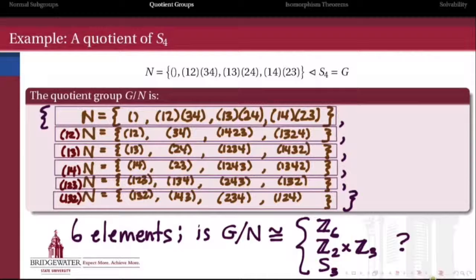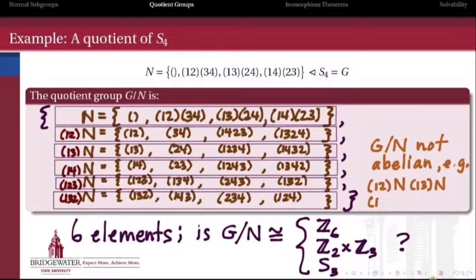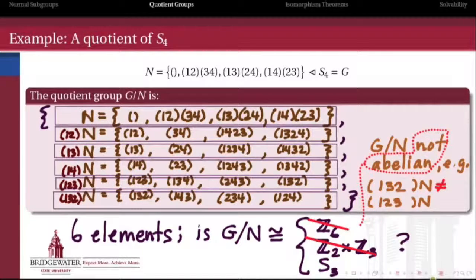Well, to figure out which it is, all we have to do is observe that this quotient group is not going to be an abelian group. Why not? Well, just to compare, for instance, the result of (1 2) and (1 3) in one order and then the opposite order. Just by simplifying this product of cycles, we find out that indeed those two products do not give us the same thing. So since G mod N is not abelian, it can't be isomorphic to either of these, Z mod 6 or Z2 cross Z3, because those are abelian. Therefore, since these are the only 3 groups of order 6 up to isomorphism, G mod N had better be isomorphic to S3.